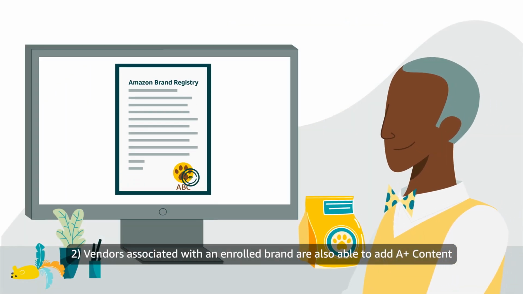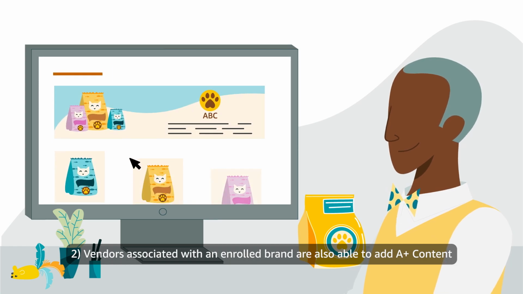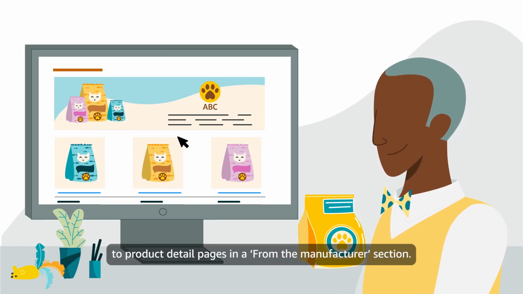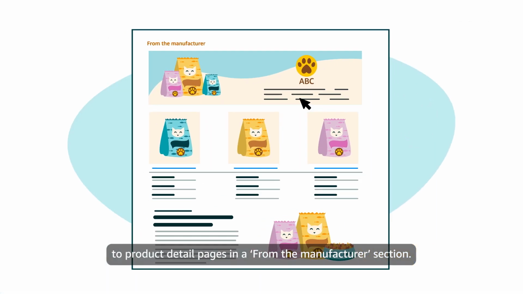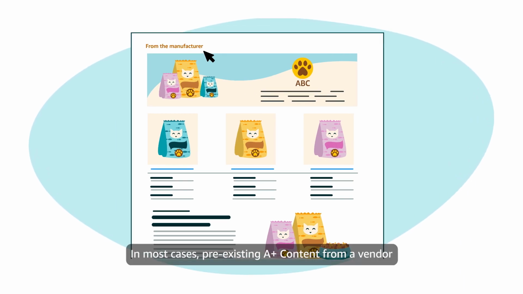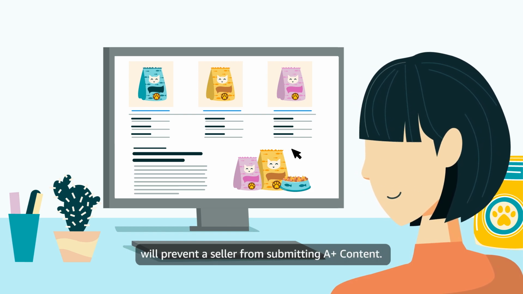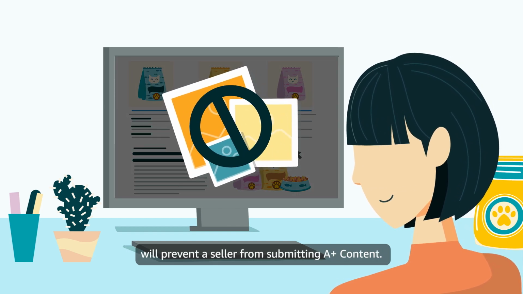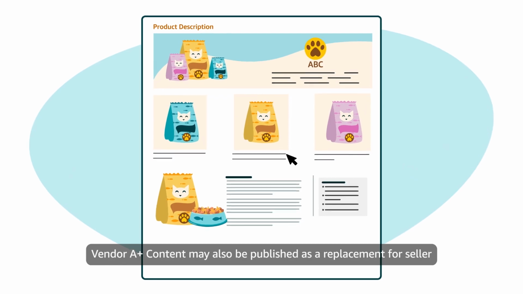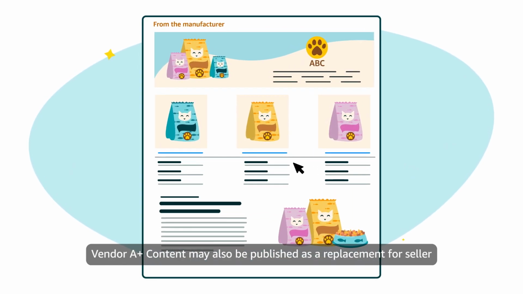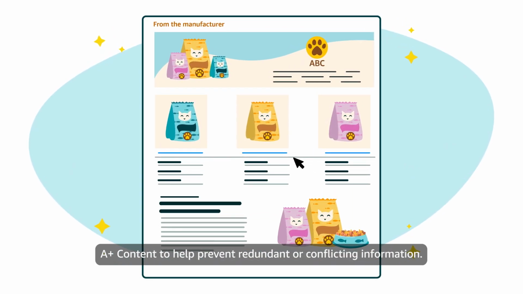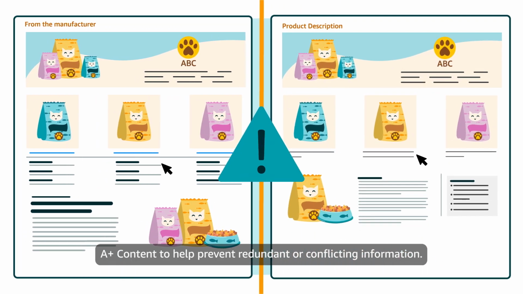2. Vendors associated with an enrolled brand are also able to add A+ content to product detail pages in a From the Manufacturer section. In most cases, pre-existing A+ content from a vendor will prevent a seller from submitting A+ content. Vendor A+ content may also be published as a replacement for seller A+ content to help prevent redundant or conflicting information.